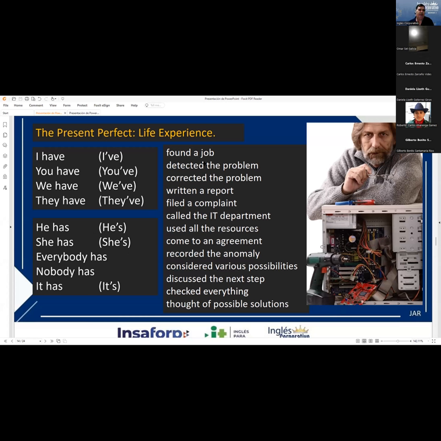So then: found a job, detected the problem, corrected the problem, written a report, filed a complaint, called the IT department, used all the resources, come to an agreement, recorded the anomaly, considered various possibilities, discussed the next step, checked everything, thought of possible solutions. So this goes with this: I have, you have, they have, we have, he has, she has, everybody has, nobody has, it has.